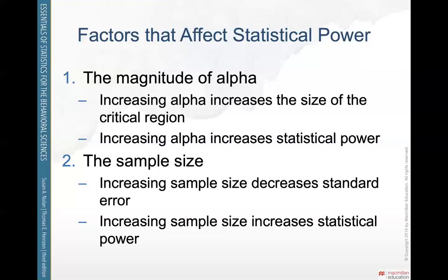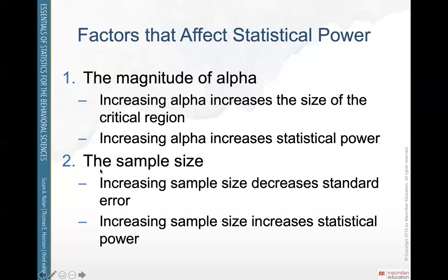So if we increase alpha from 5 to 10%, let's say, then we're increasing the size of the critical region. As we increase the size of the critical region, that increases the likelihood that we reject the null hypothesis. That increases the likelihood that we find a statistically significant effect. That increases, therefore, the statistical power that we will have. So that's the magnitude of alpha.